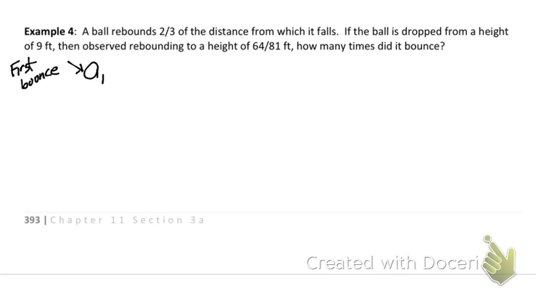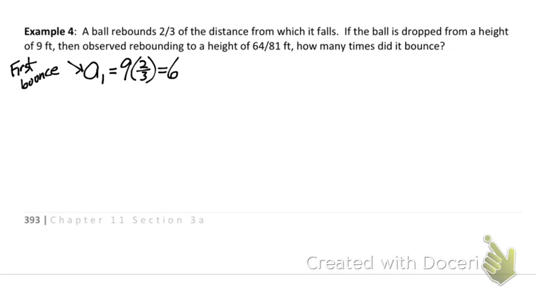So it's not my initial height, it's my first bounce. So that would be 9 times 2/3, which equals 6. My very first term is 6. And it's obviously geometric because we're multiplying by a number. What number are we multiplying over and over by? What is our common ratio? Yeah, it's 2/3. Our common ratio.